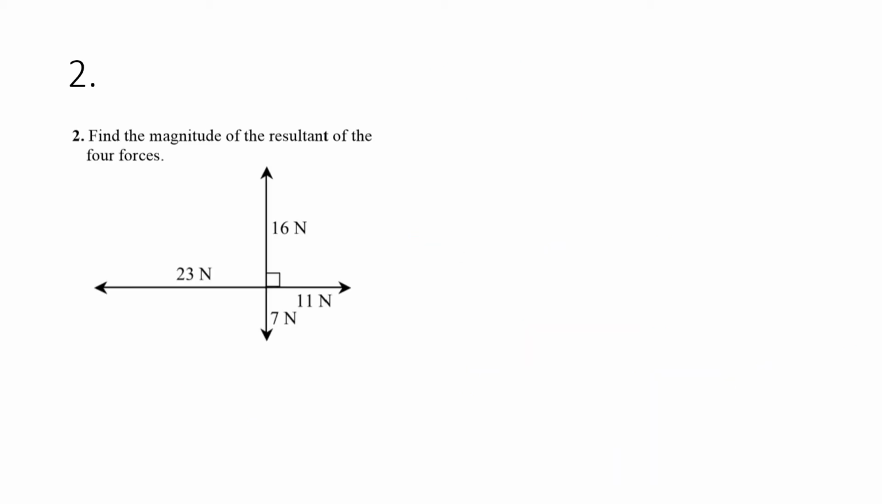Question 2. Find the magnitude of the resultant of the four forces. Now this looks a little bit tricky at first, but it's really quite simple. We just have to resolve the two pairs of opposite vectors, the ones going up and down and the ones going left and right. So up and down we have 16 newtons going up, and then 7 newtons going down. So our resultant is still going to be up, because our upwards vector is bigger. So our resultant here is 9, going up.